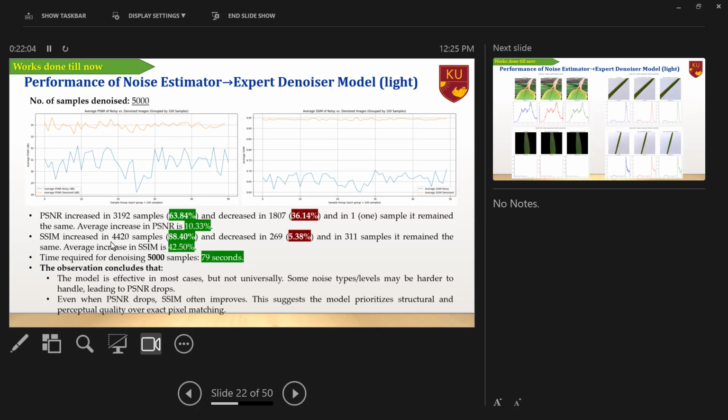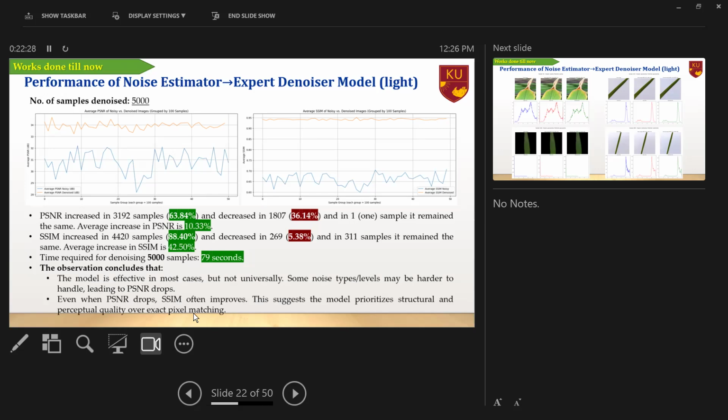So here the observations are from the noise estimator, sorry, the expert denoiser light model. The model is effective in most cases, but not universally. Some noise types or levels may be harder to handle, leading to PSNR drops. Even when PSNR drops, SSIM often improves. This suggests the model prioritizes structural and perceptual quality over exact pixel matching.